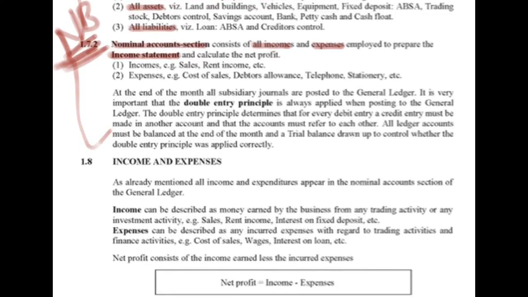So at the end of the month, all subsidiary journals are posted to the general ledger. It is very important that the double entry principle is always applied when posting to the general ledger. Now, the double entry principle determines that for every debit, there must be a credit made in another account, and that the accounts must refer to each other. So in the debit account, I will write the name of the credit account. And in the credit account, I will write the name of the debit account, so that I can see the link between the two the whole time.